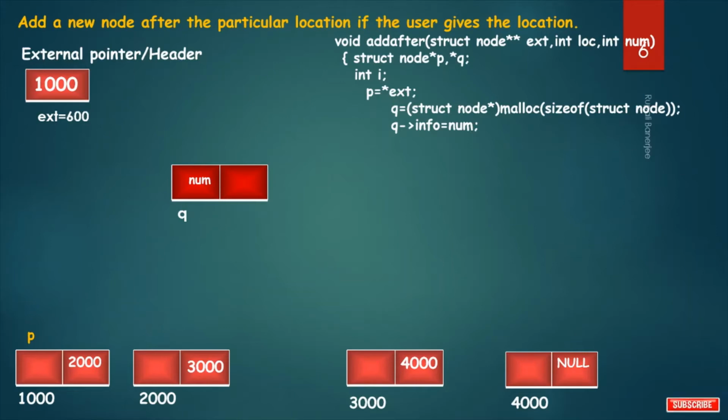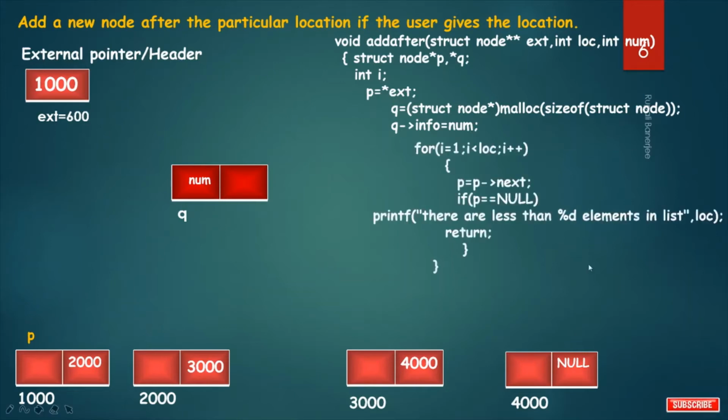So condition is I start one for loop till I get that location. I have to increase our p value. Means how you can increase? I have to go to the next node in this way. For i equals 1, i less than loc, i plus plus. Say loc value is 7. So p equals to p arrow next.